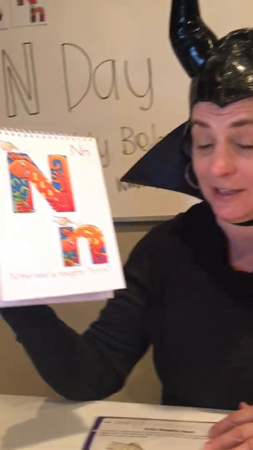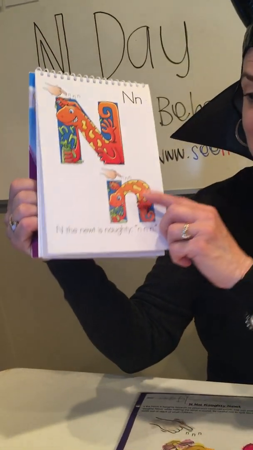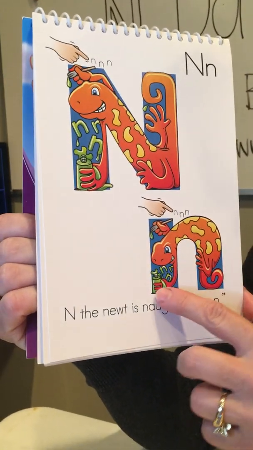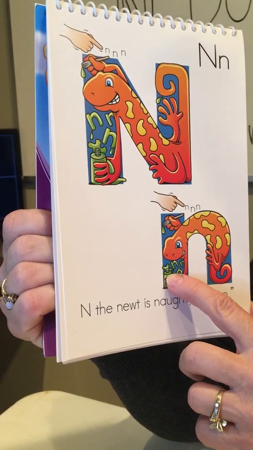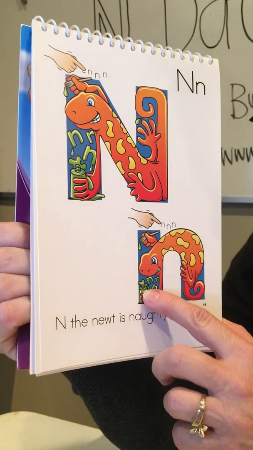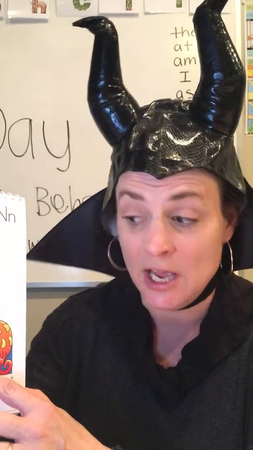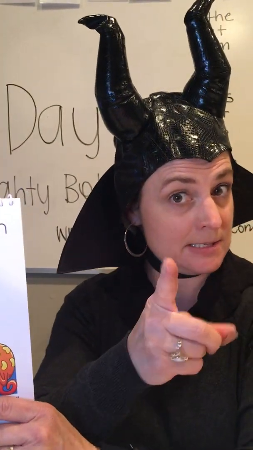Speaking of naughty villains, I have a letter that's kind of naughty. This is N. Hello, N. N the naughty newt got into nail polish. And do you know what? He started writing on the walls with nail polish. And the mother said, "Mm."